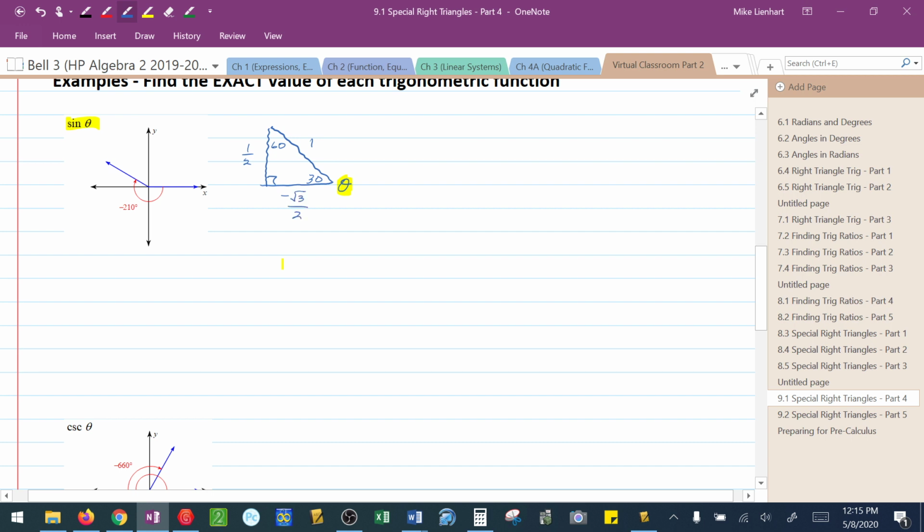Why is the 1/2 positive? Because we're moving up from the x-axis. Up is positive movement. Once I have this, I'm ready to find the sine of theta. Now, theta that they give me is negative 210 degrees, but I'm going to reference back to this triangle to figure it out. From theta, I know sine is defined as opposite over hypotenuse. So this would be opposite, 1/2, over hypotenuse, 1, and the exact trig measurement of the sine of that angle is 1/2.